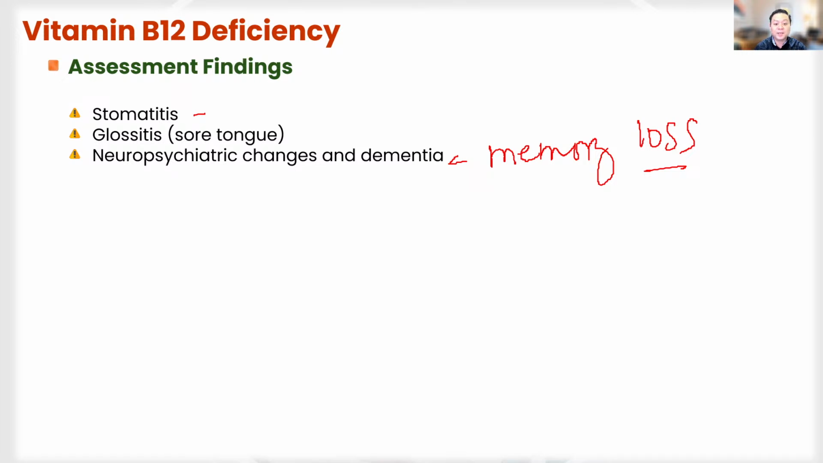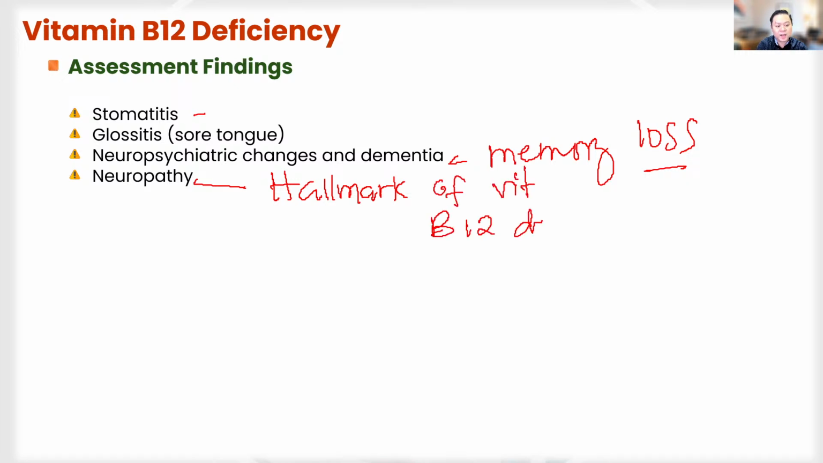Now, we're going to talk about other manifestations such as neuropathy. So what is this? This is what we call the hallmark feature that will help us distinguish between vitamin B12 deficiency and vitamin B9 deficiency. This is the hallmark of vitamin B12 deficiency. So this is what's going to set it apart from vitamin B9, all right? Because when there is vitamin B9 deficiency or folate deficiency, they will not have the neurological manifestation, okay?